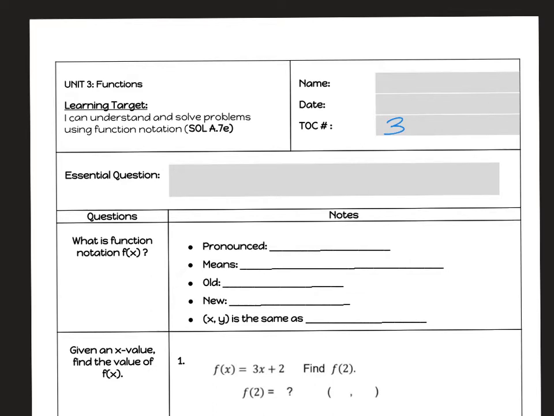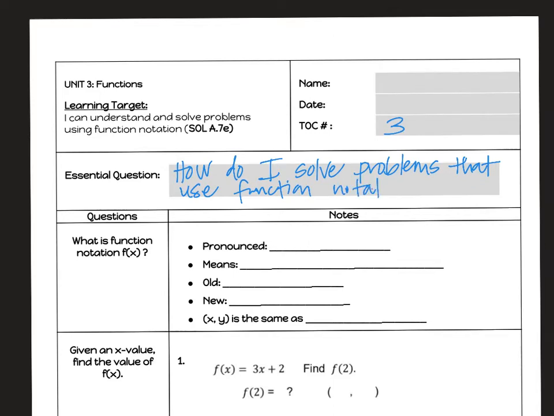So our essential question is, how do I solve problems? And let's say that use function notation.